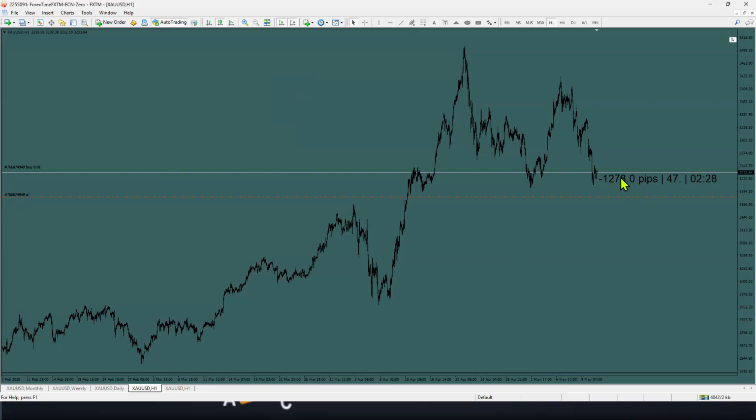Like this one that I've entered now. Ideally, I want to wait for the pullback. Has it not pulled back? No, I want to wait for the break of the trend line. It hasn't broken the trend line itself.